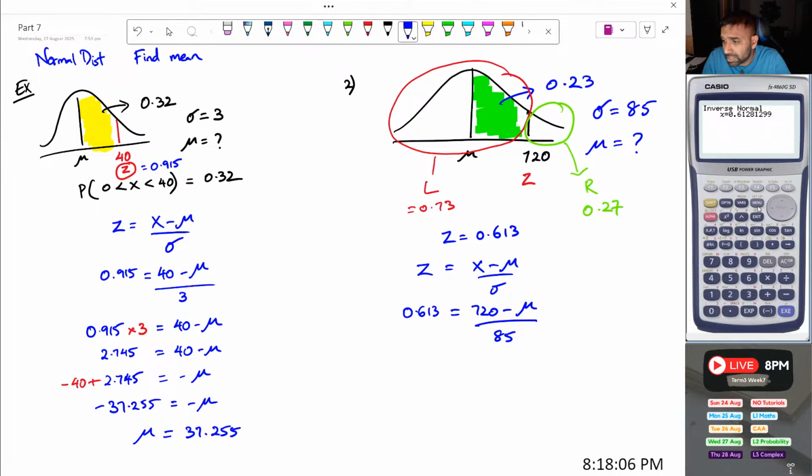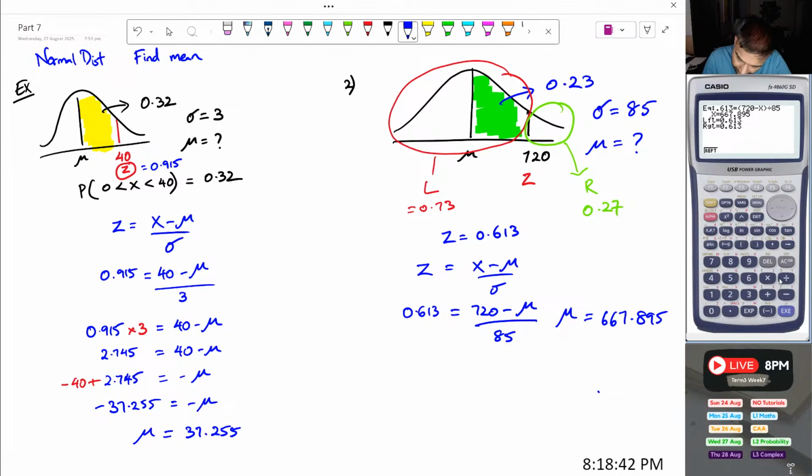All right, and again, I'm just going to use the calculator for this one, but I'll show you both. So I'm going to go 0.613, shift, decimal, equals, then 720 minus X, divided by 85. That's going to give me a mean of 667.895. Now I just want to double check that.